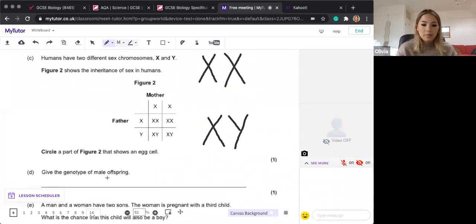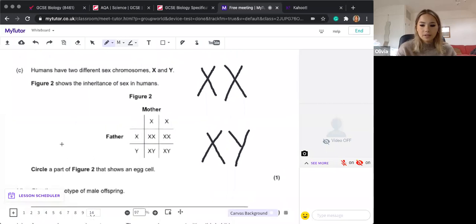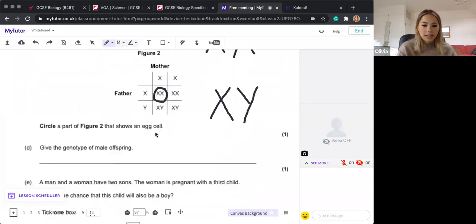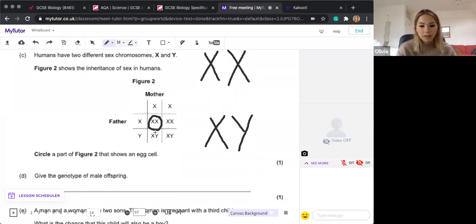So give the genotype of the male offspring. Actually, no, before that, circle the part of figure 2 that shows an egg cell. Which would that be? So a part of figure 2 that shows an egg could be any of these. The key idea here is that an egg is where the gametes are fertilized, so it's going to have 2 copies. Now, give the genotype of the male offspring. Good, so the male offspring would be XY. Remember, genotype is the alleles present.